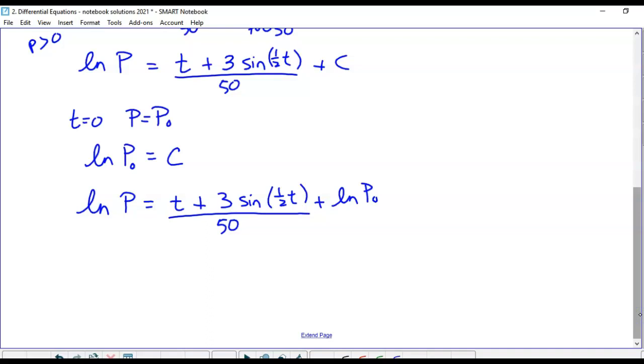So right now, if we were trying to get P by itself, we would have to basically use exponentials. So what's easiest is to bring the lns together. So when we subtract ln P to the left, subtracting logarithms, you divide the arguments.